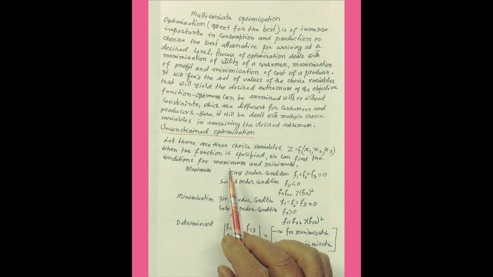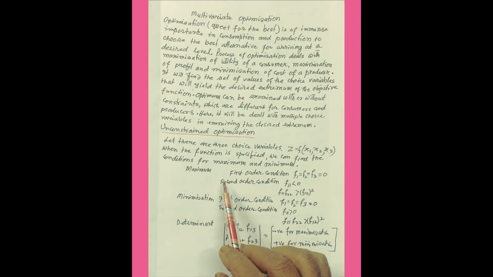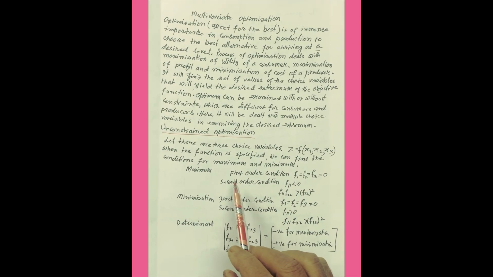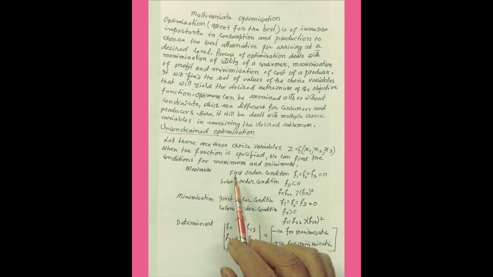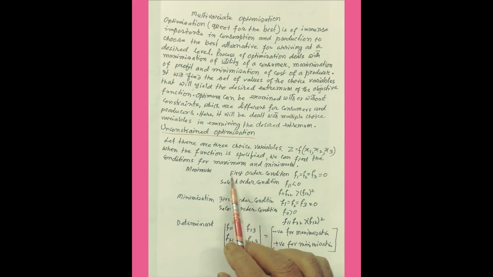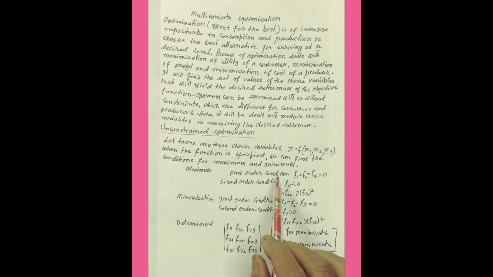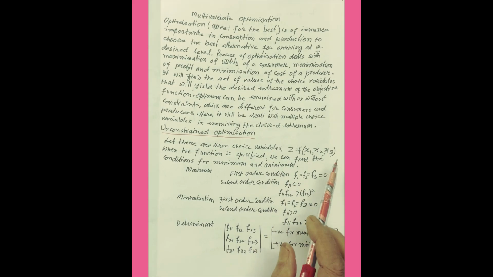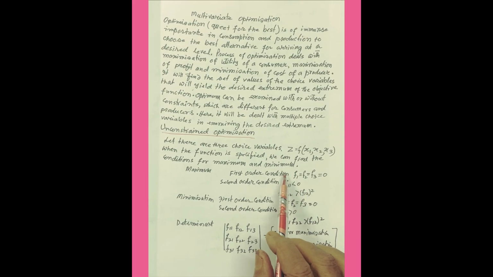Suppose it is a consumer's behavior. So how will a consumer maximize his utility? He will buy goods. So how will utility be maximized by those goods? Similarly, for minimum, a farmer may use several inputs. So what will be the minimum cost for that?